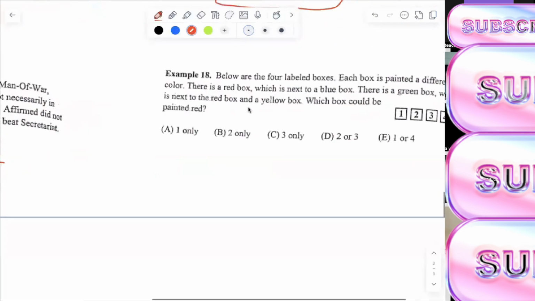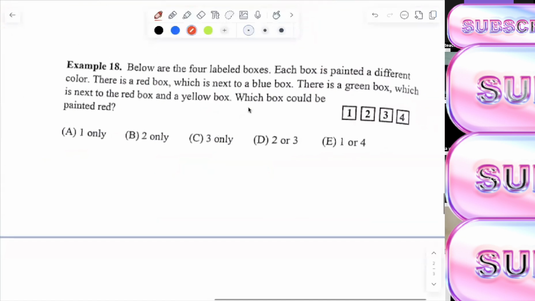So let's move on to example 18. Below are 4 labeled boxes. Each box is painted a different color. There's a red, which is next to blue. There's a green, which is next to red and yellow. Which box could be painted red? Tell me your answers in chat, and I'll answer questions in chat too.